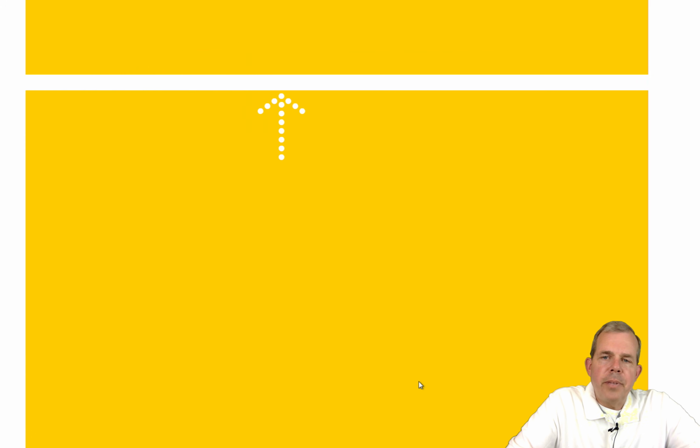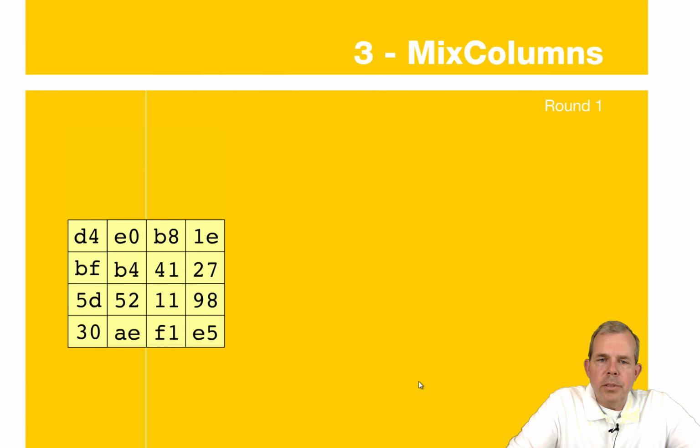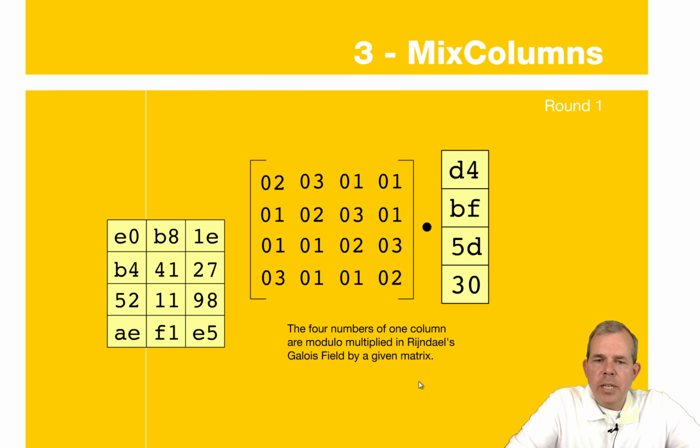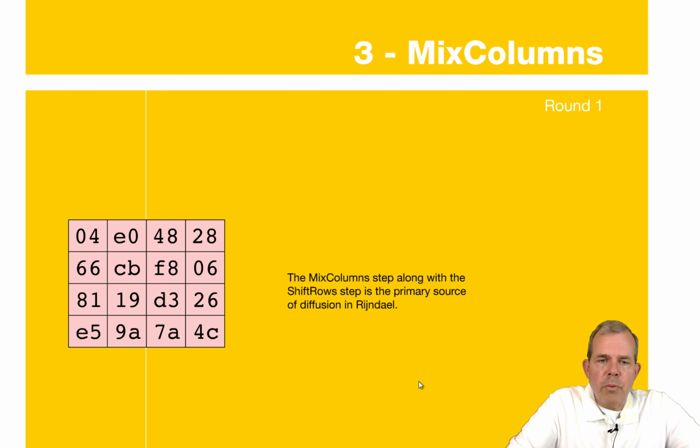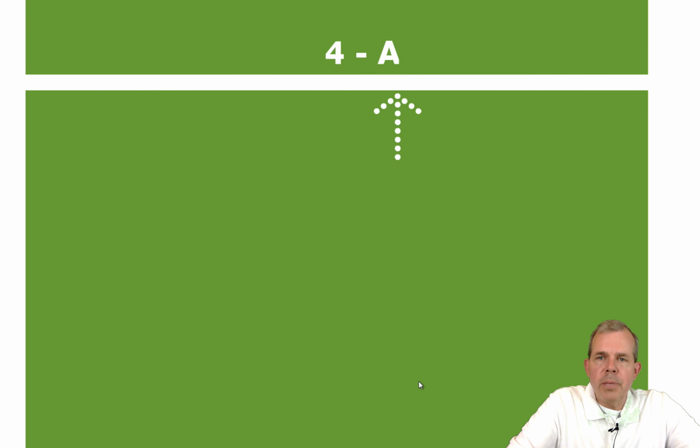On to step 3. In step 3, we're going to mix up the columns. We take a column of data and multiply it by a specific matrix. This is just matrix multiplication, so if you don't understand it, go look it up and then you'll see the result here. If you multiply this matrix by this column, you get a completely different result. It's another math formula. We do this for each of the columns, and now we've got ourselves step 3.